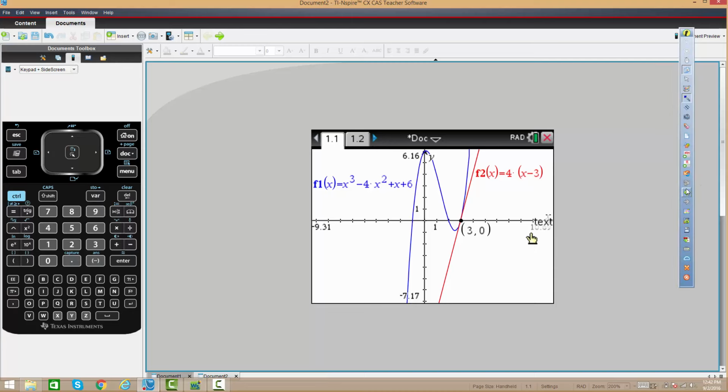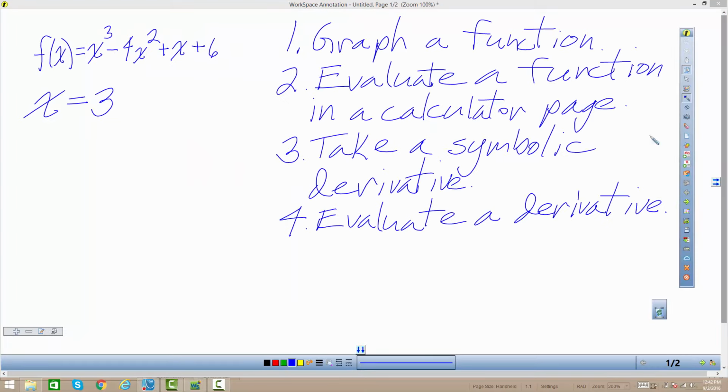So to review, we've covered graphing a function in the calculator and a graph page, evaluating that same function in a calculator page, taking a symbolic derivative of a function that we've entered in a graph page, and then evaluating that derivative in the calculator page.